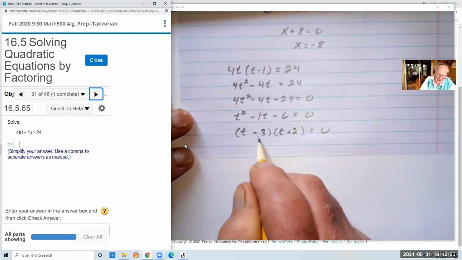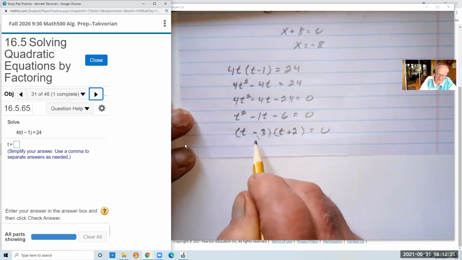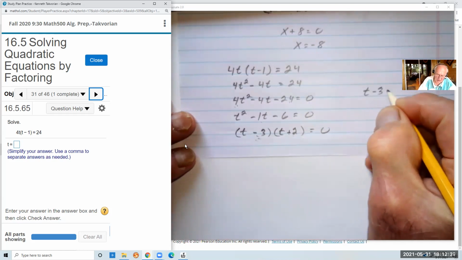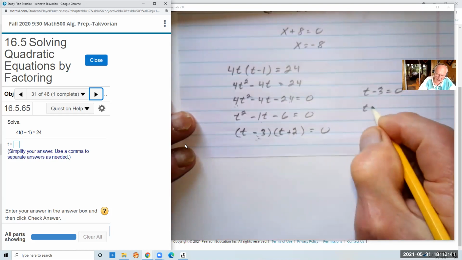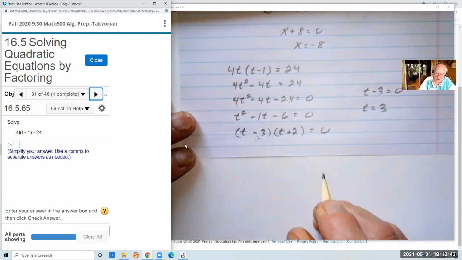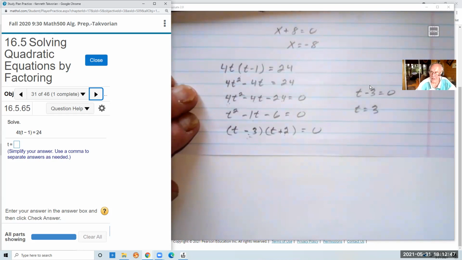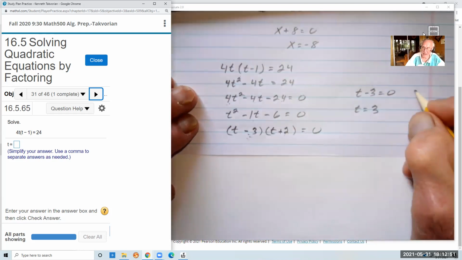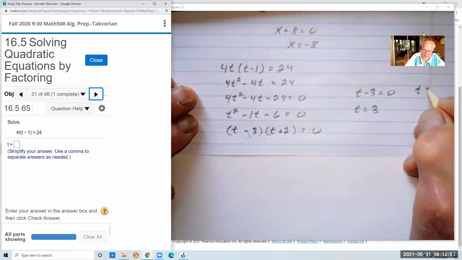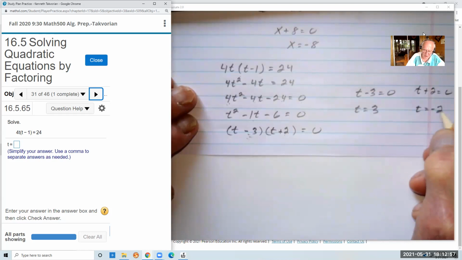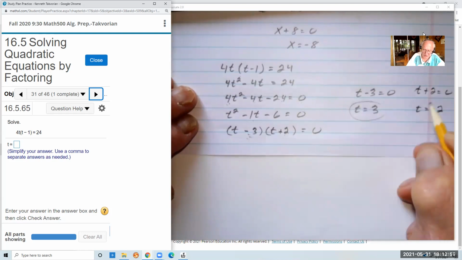Since we have factored completely, we can set each factor to 0. That means t minus 3 could be 0, implying that t equals 3. The other possibility is that t plus 2 equals 0, t equals minus 2. So there are two solutions to this problem.